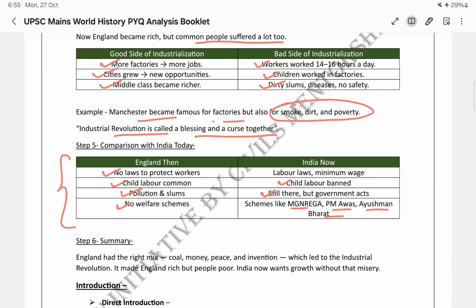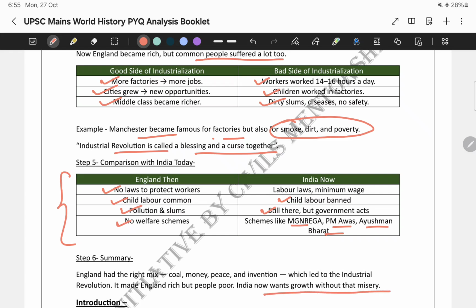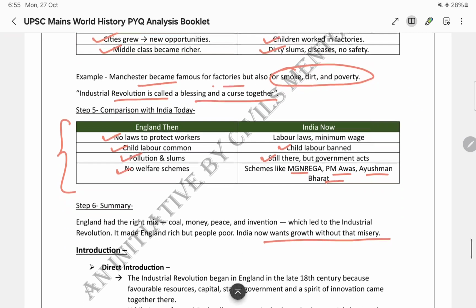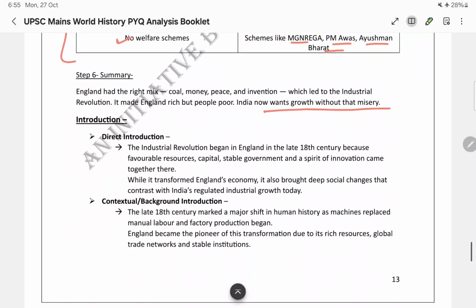If I need to summarize the entire story, we can say that England had the right mix. They had coal, money, peace and invention, which led to the Industrial Revolution. It made England rich but people poor. If I compare it with India, India now wants growth without that misery. This is how we can summarize the entire question.